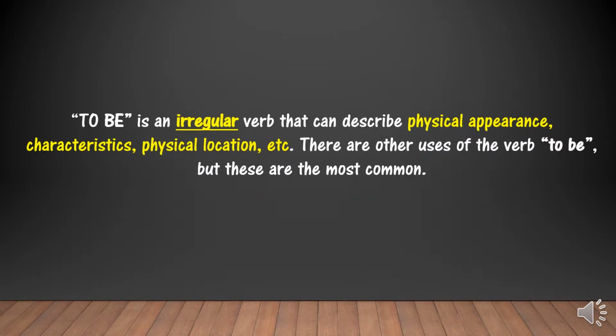Now remember, to be is an irregular verb that can describe physical appearance, characteristics, physical location, etc. There are other uses of the verb to be, but these are the most common. Okay, so keep that in mind when you construct your questions.